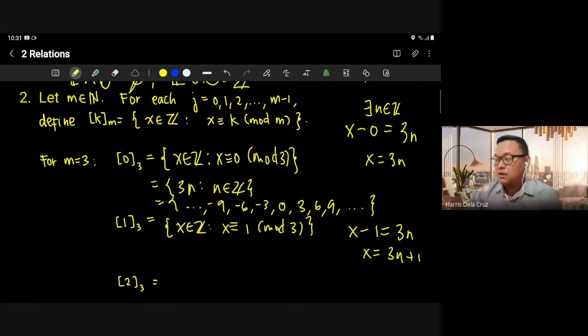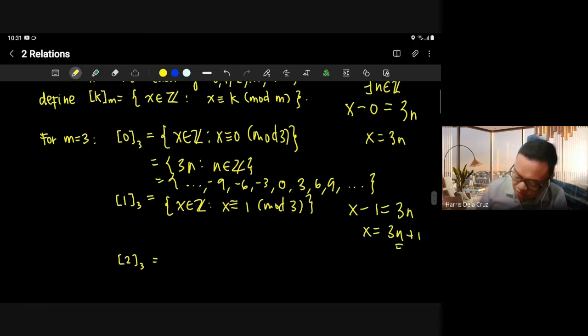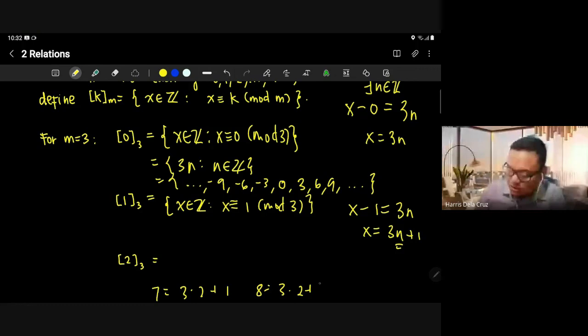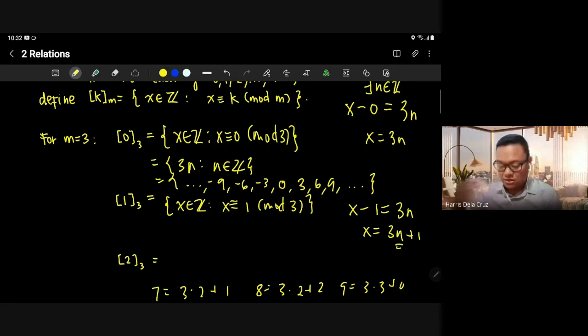What else? For example, 8. 8 is 3 times 2 plus 2. It's always 3 times n plus something. Now, if that something is 1, then it is 3n plus 1. Right? So 7 can be written as 3 times 2 plus 1, 8 is 3 times 2 plus 2, and 9 is 3 times 3 plus 0. And 10, as you can notice, it just repeats: plus 1, plus 2, plus 0.